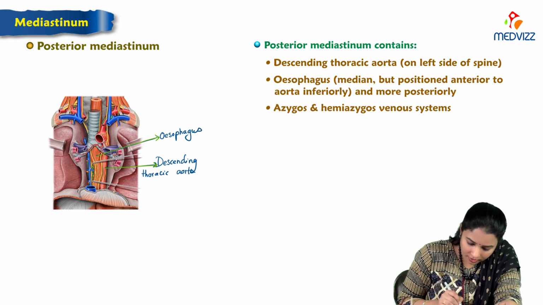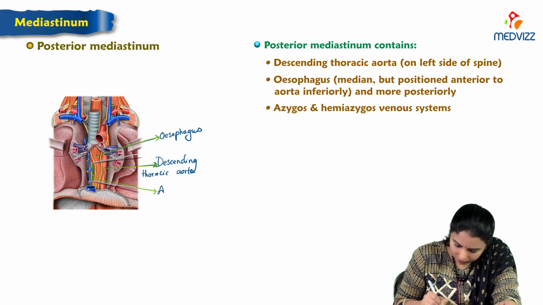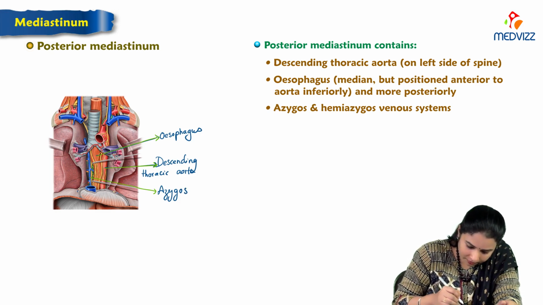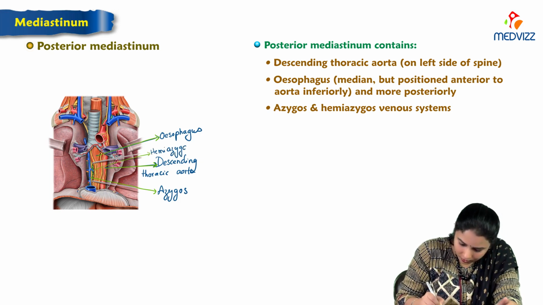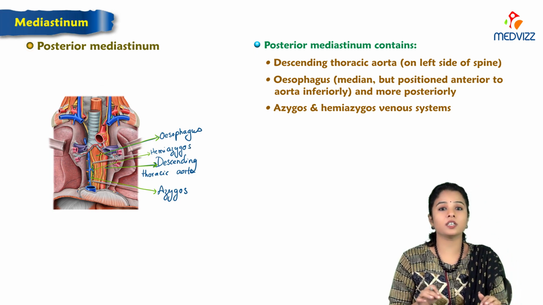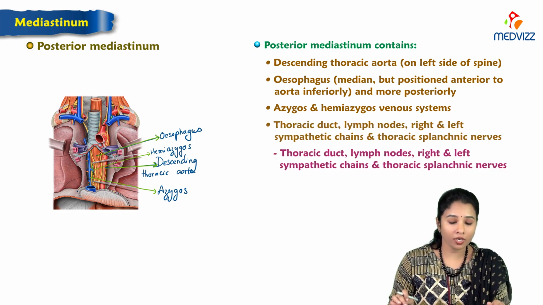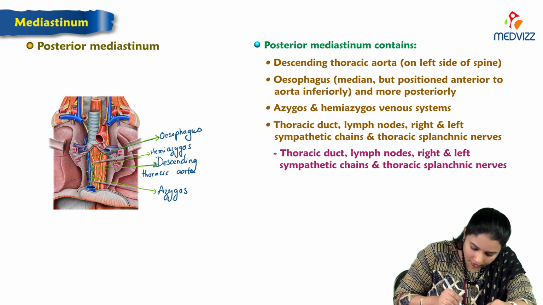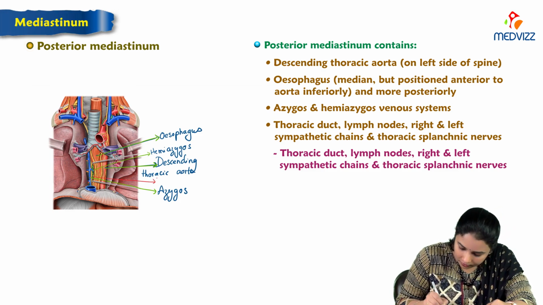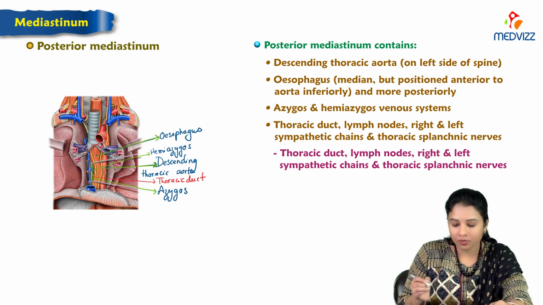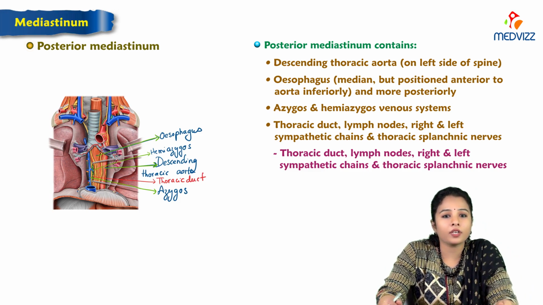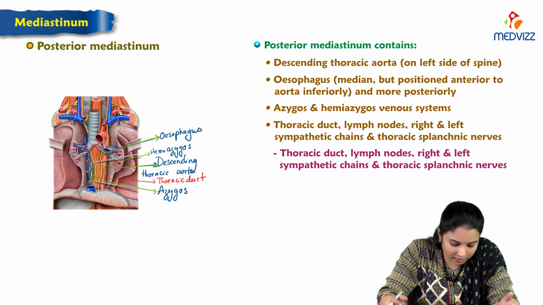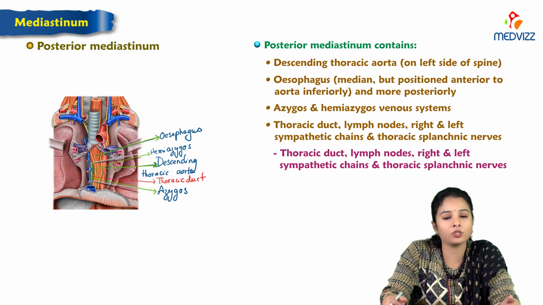So we can see azygos here, and hemiazygos opening we can see. So termination of hemiazygos can also be appreciated here, and thoracic duct, lymph nodes. So this green beaded structure, thoracic duct, and we can also appreciate some lymph nodes. Here in this image can't be seen, but lymph nodes are also present.